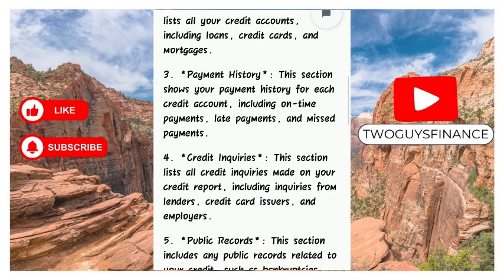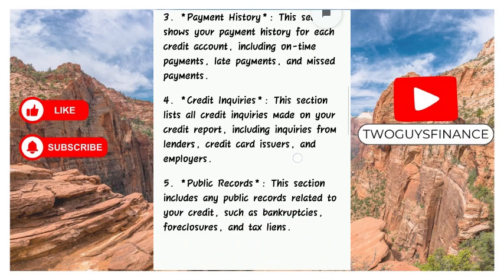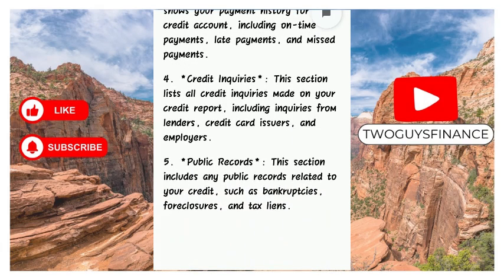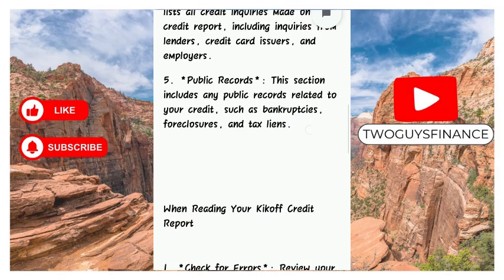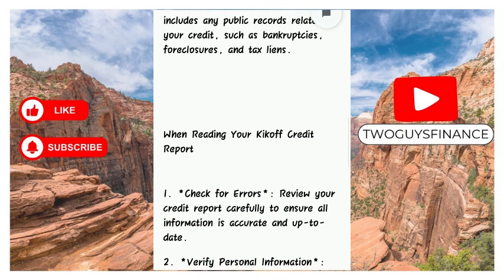Now for the credit inquiry section, this section lists all credit inquiries made on your credit report, including inquiries from lenders, credit card issuers, and employers. For the public records section, this section includes any public records related to your credit, such as bankruptcies, foreclosures, and tax liens. Now when reading your Kikoff credit reports, the first thing you want to do is to check for errors.